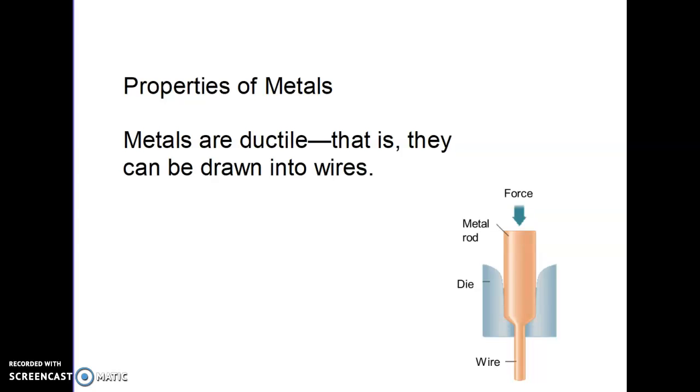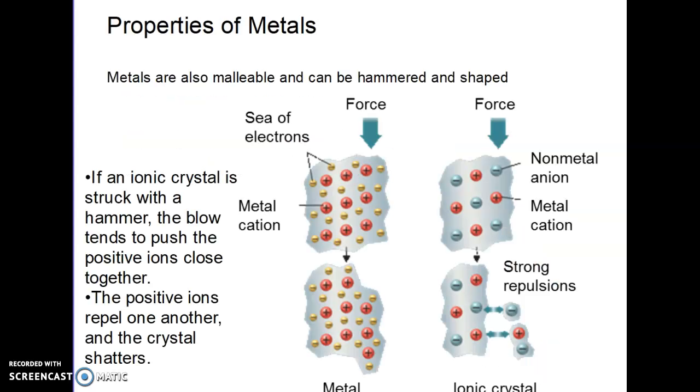Metals also are very ductile, that is, they can be drawn into wires. And this is how wires are formed. The metal is pushed through a mold that makes it that very specific shape. If we tried to do this with ionic compounds, like imagine table salt, it would just shatter, right? So this is unique to metals.